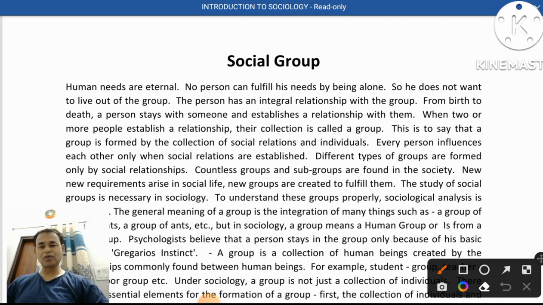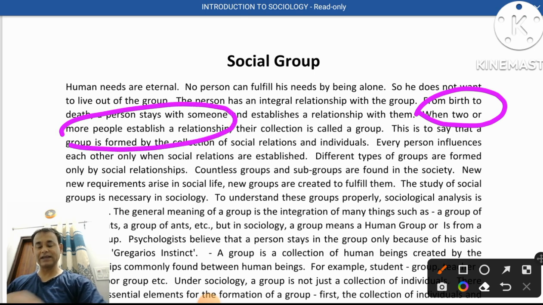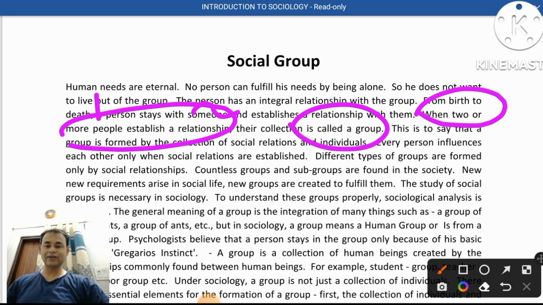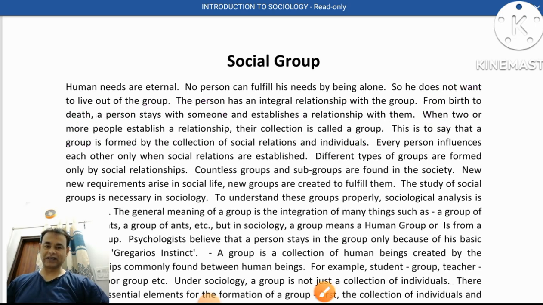When two or more people establish a relationship, there are two things: two or more people, and the relationship. Their collection is called a group. So what is there in the group? There is a group of people along with relationship. That is to say, the group is formed by the collection of social relationships of individuals.